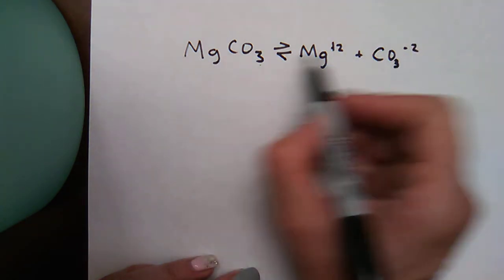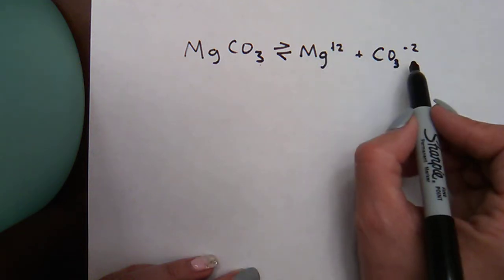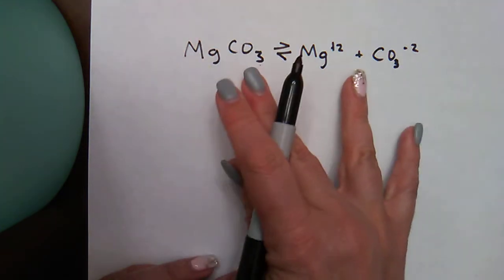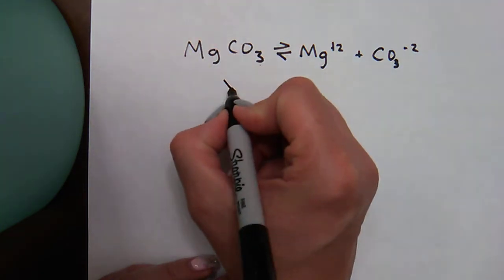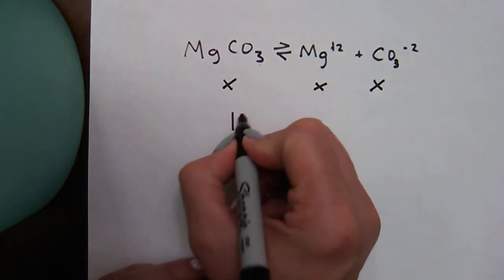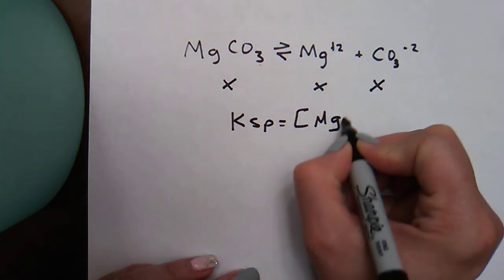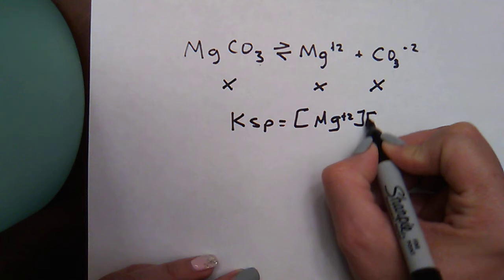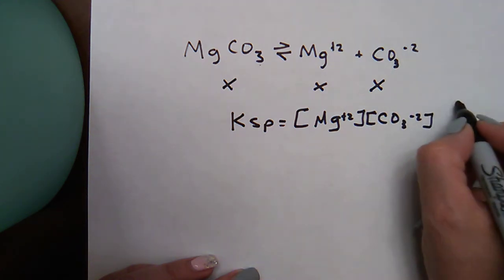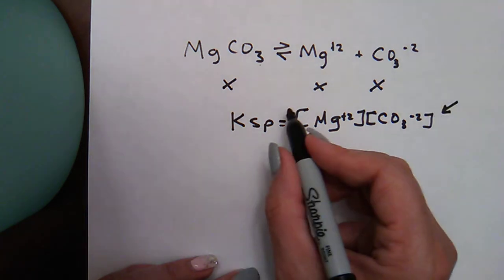This is a balanced equation. There's 1 magnesium and 1 carbonate on either side. Plus 2 and minus 2 is an overall charge of 0 here and an overall charge of 0 here. So this is balanced. So the molar ratio then is X to X to X. And my KSP expression is going to be the concentration of the magnesium plus 2 ion times the concentration of the carbonate ion. This right here is the money step. If I ever ask you for a KSP expression, this is what I'm looking for.